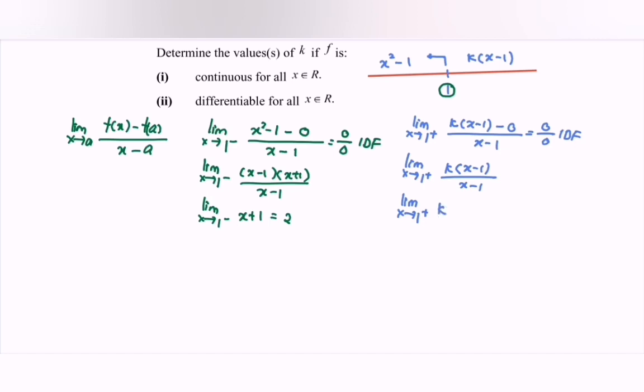Since we said that it is differentiable for all values of x, it means that the limit when x approaches 1 from the left, which is x plus 1, is the same as the limit when x approaches 1 from the right, which is k. So k equals 2.